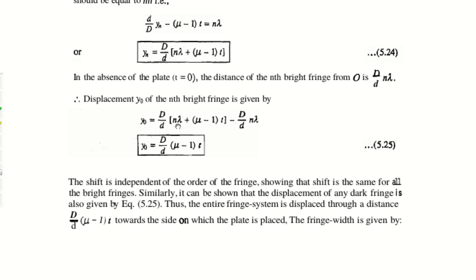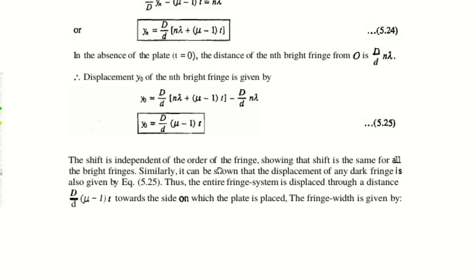If you calculate by taking the nth bright fringe instead of the central bright fringe, the results will be the same because the fringes are equispaced. The lambda term will vanish and the result will be the same, D by d into (mu minus 1) into t. So the fringes are shifted by this amount. This shift, due to the thin sheet of glass plate, can be measured.